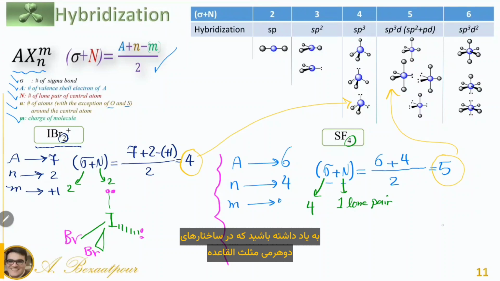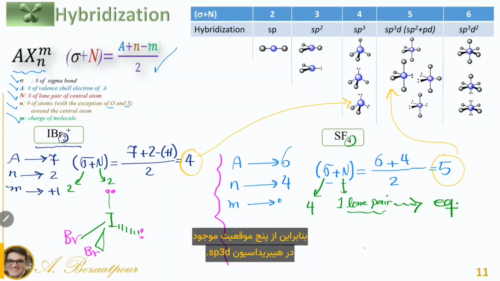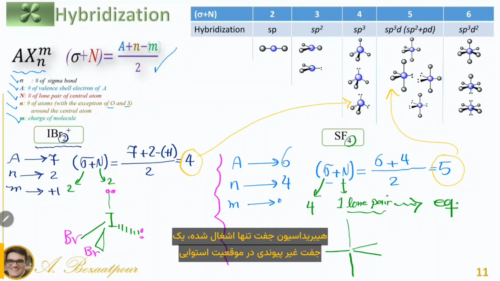Remember that in trigonal bipyramid structures, the lone pairs must be in the equatorial position. Then, of the 5 available positions in sp3d hybridization, the lone pair occupies one of the equatorial positions, and the remaining 4 positions will be filled by 4 fluorides.